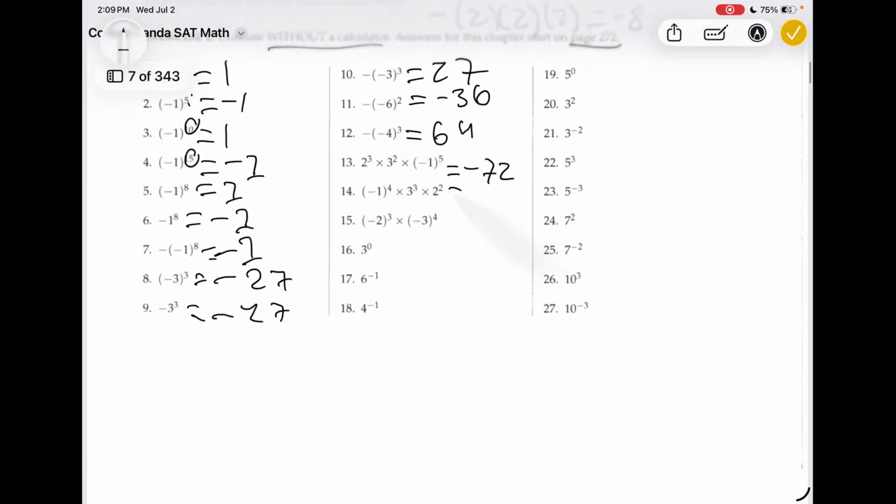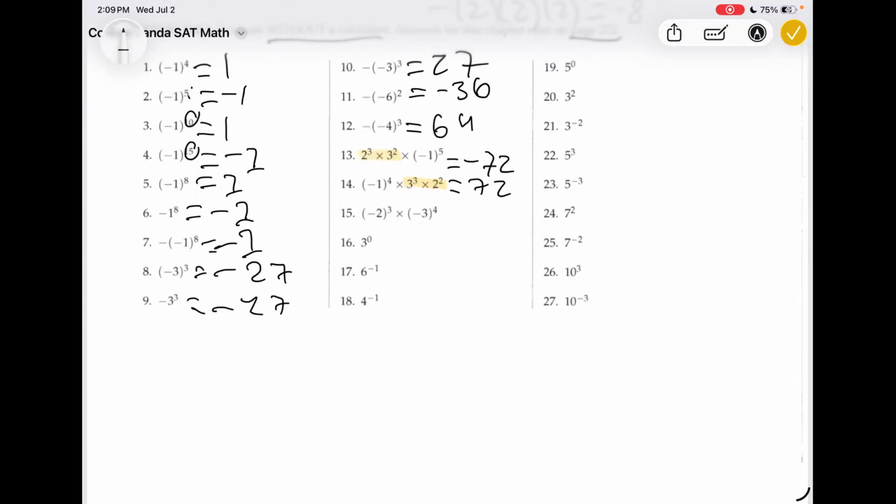Then we got negative 1 to the 4th times 3 to the 3rd times 2 to the 2nd. So negative 1 to the 4th should stay as 1. So then this should be positive 72 because this part is just the same here. This part and this part are just the same, so those two stay like that.